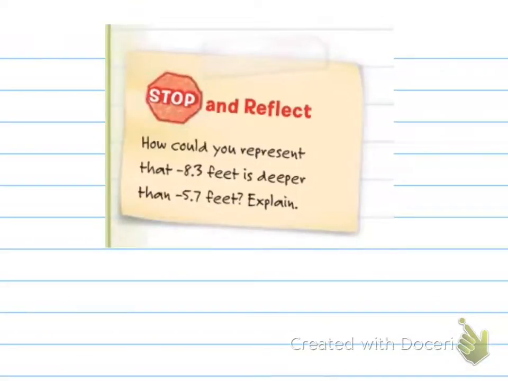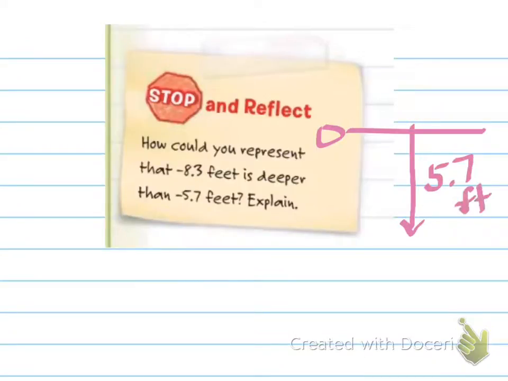All right, so how could you represent negative 8.3 feet is deeper than negative 5.7 feet? How could you explain that it's deeper than negative 5.7? Well, it's further away from 0. This is 0, this is ground level, right? And I've dug down 5.7 feet, that's like negative 5.7, right?